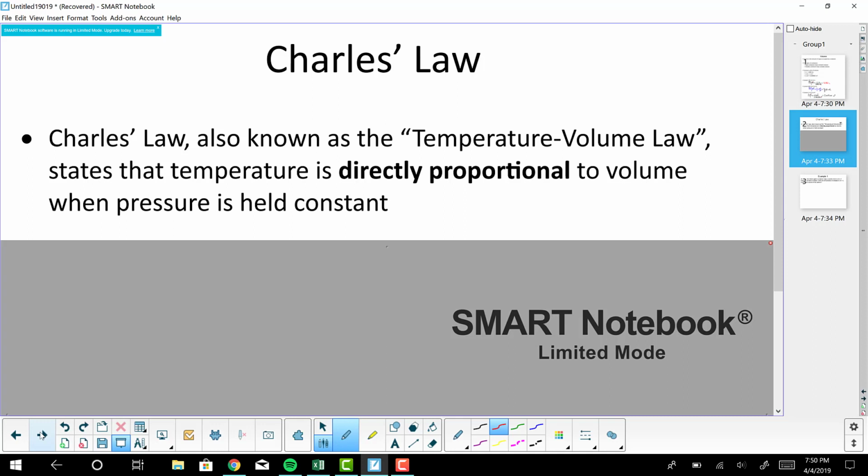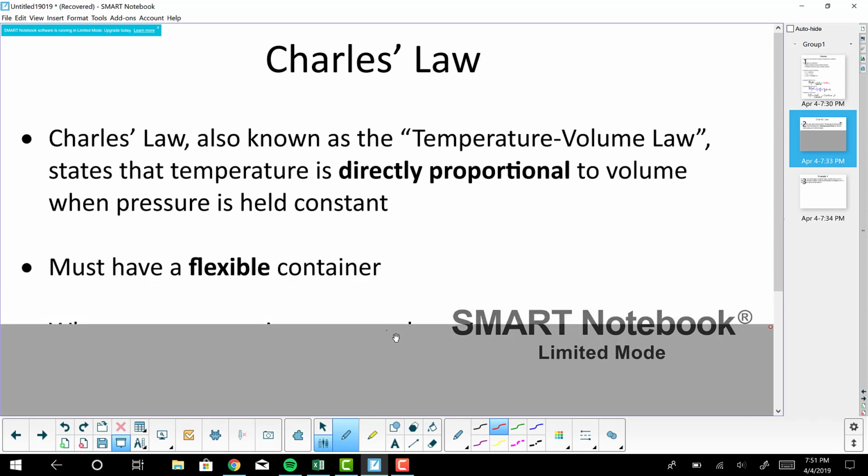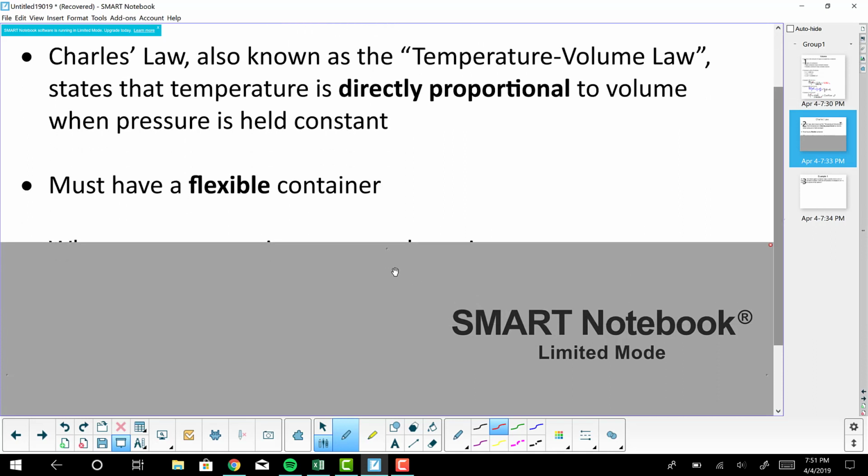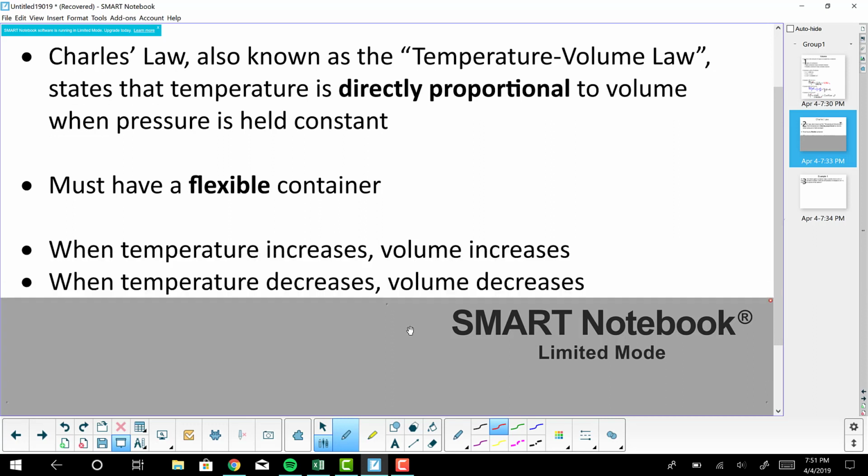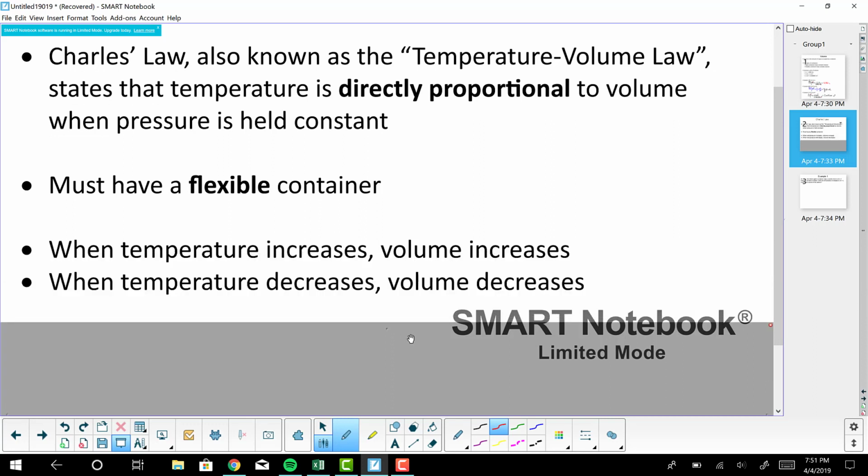But let's think about that, because I just talked about changing volume. So what kind of container do I have to have? Rigid or flexible? If I'm changing my volume, I have to have a flexible container. And this bullet point is not on your notes anywhere, so make sure that you write that down to the side of your paper. So we have to have a flexible container. And then, like I said before, temperature increases, volume increases. Temperature decreases, volume decreases.